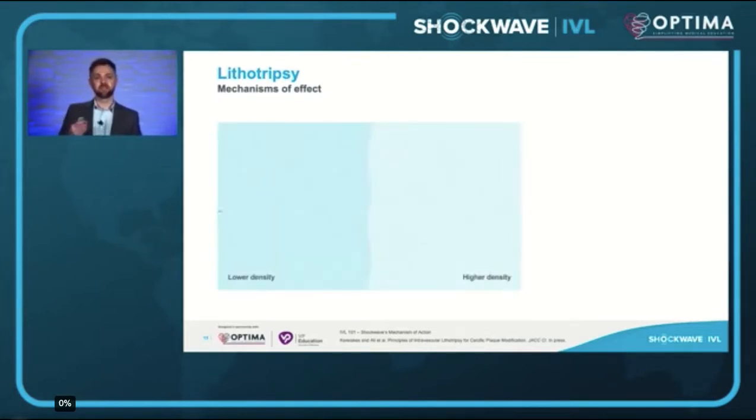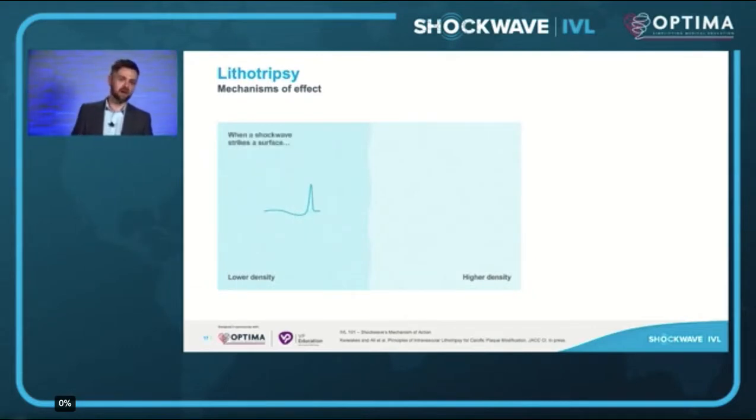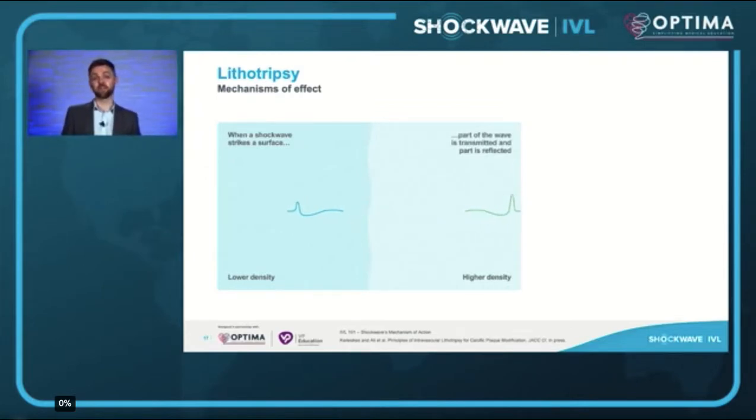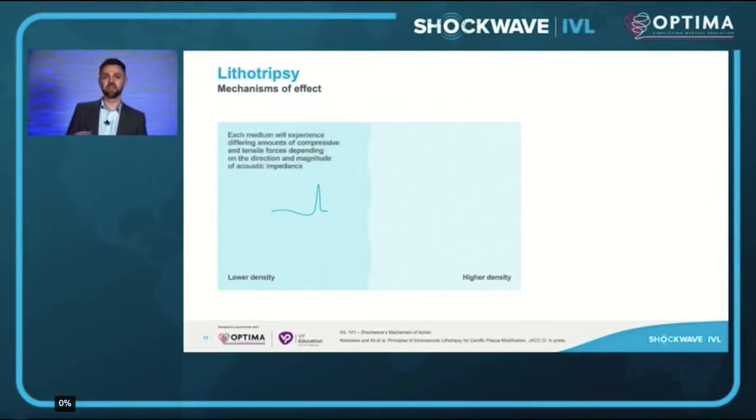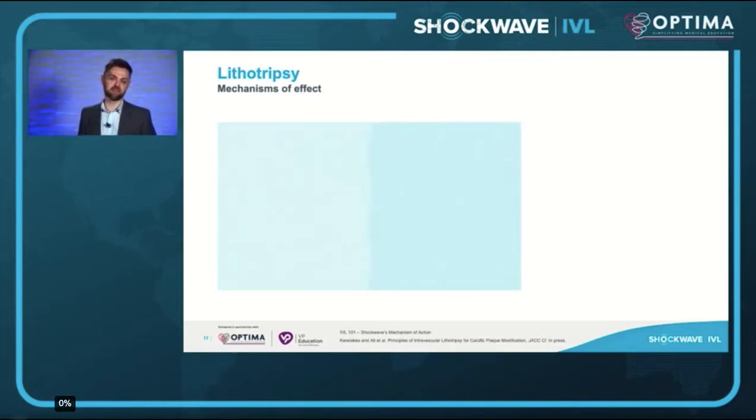In terms of the specific mechanisms of effect, what happens when a shock wave encounters a tissue interface? Well, in broad terms, part of that wave will be transmitted and part of that wave will be reflected. And this will generate varying degrees of compression and tensile forces in both mediums that will depend on the direction and magnitude of the acoustic difference.